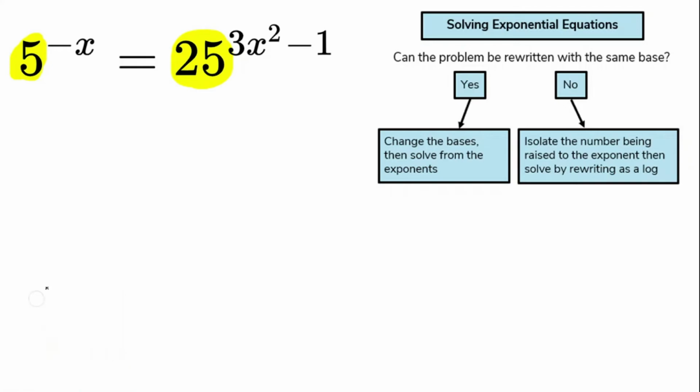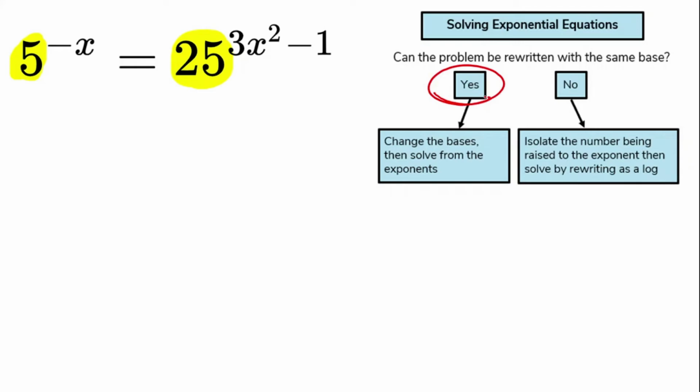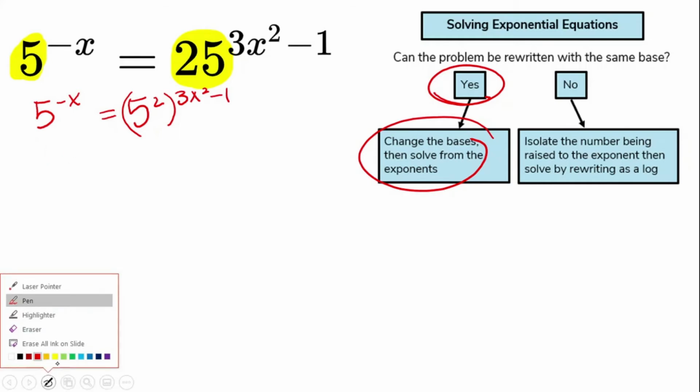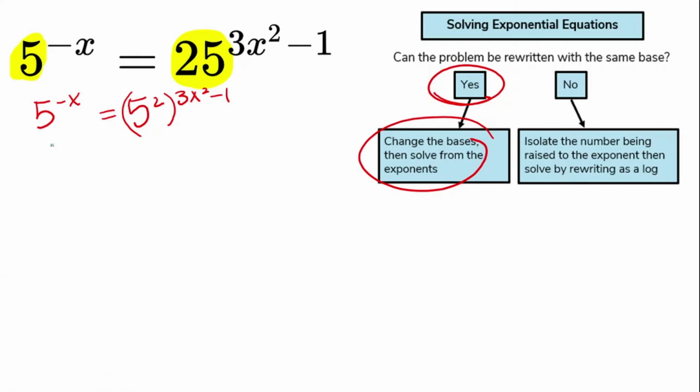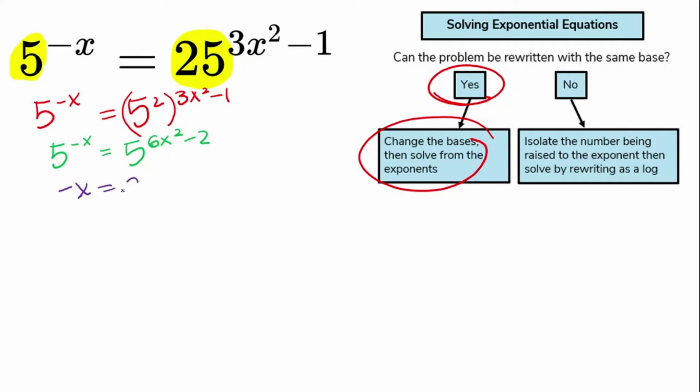Okay, so this is a problem where we can change the bases and rewrite those bases as the same number. So I'm going to change my bases and rewrite them as 5 raised to something, which just makes the right side 5 squared raised to that exponent. From there, just like with the previous problem, there are parentheses here. So anytime we see parentheses, we need to multiply the exponents. And now this one's pretty straightforward. Everything's simplified on both sides from this point, so we just solve from the exponents.